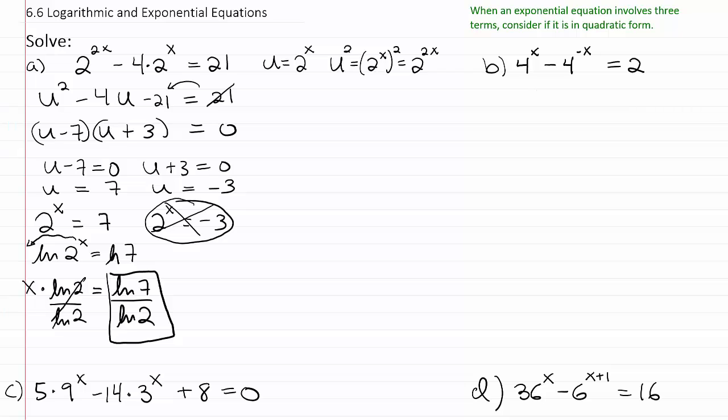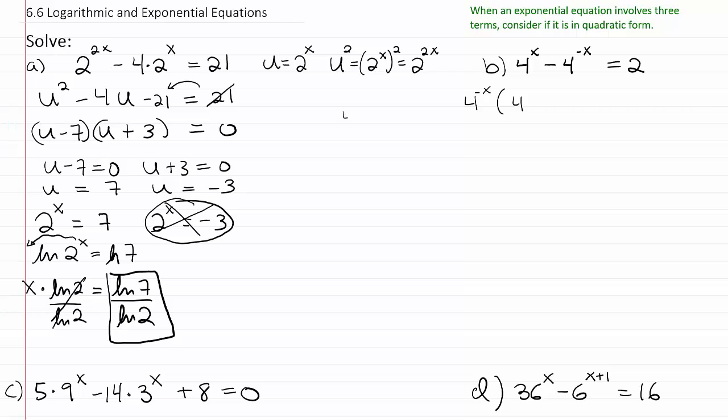So what we want to do is factor out that term that has the negative exponent. So we're actually going to pull out that 4 to the negative x from both terms in the left-hand side. So if I pull it out of 4 to the x, what happens? Well, basically remember factoring is like division, right?